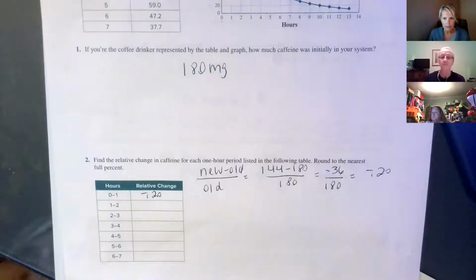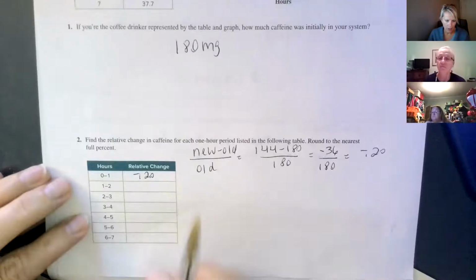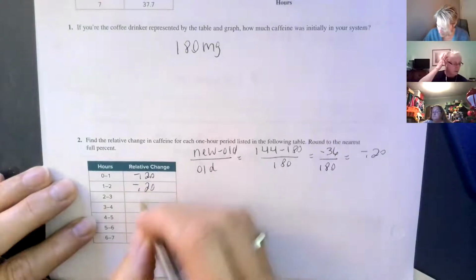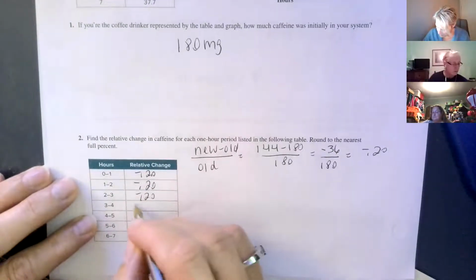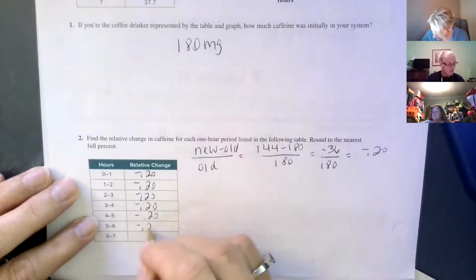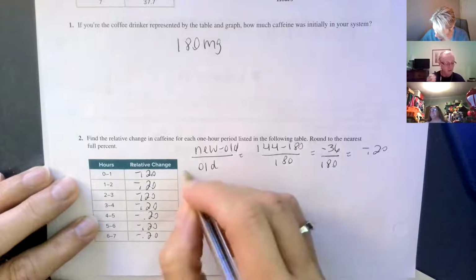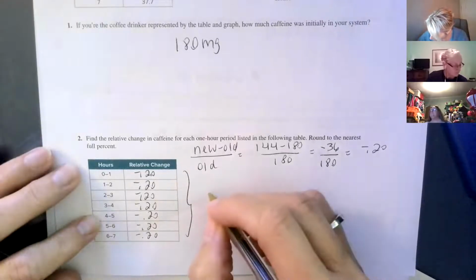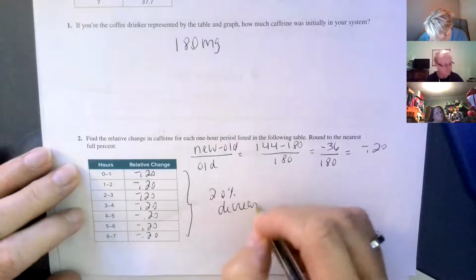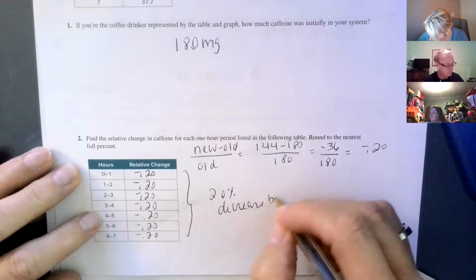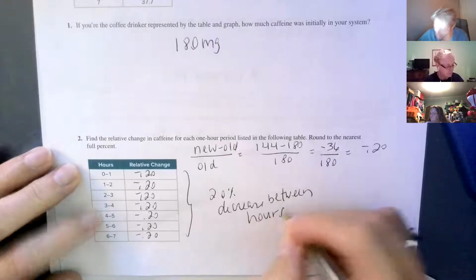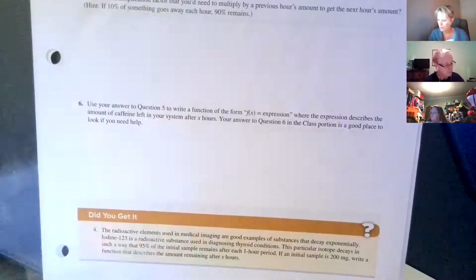Okay. So did we get the same amount on the relative change each time? Yeah, pretty much a negative 0.2, or 20%, correct? Yep, that's what I had too when I did them all. So a 20% decrease between hours. Yes. Okay.